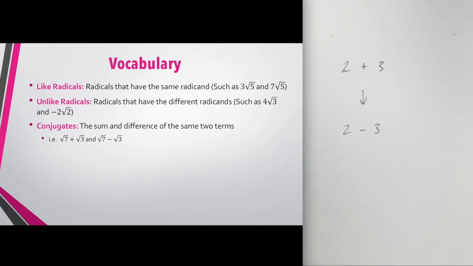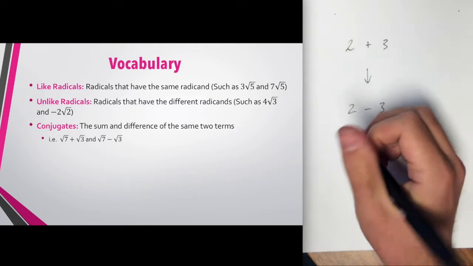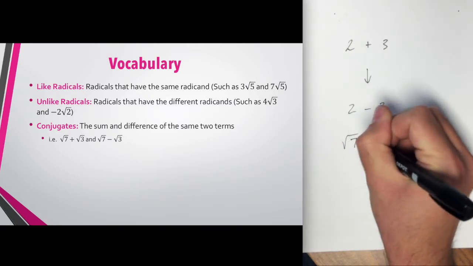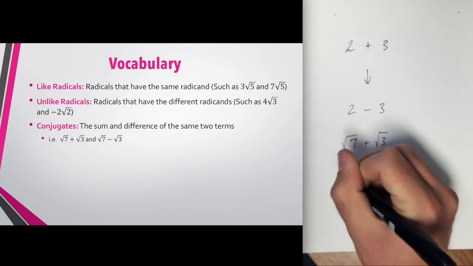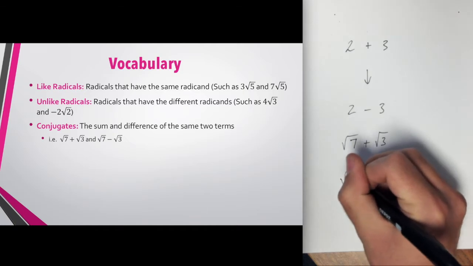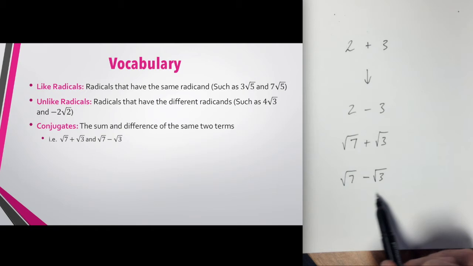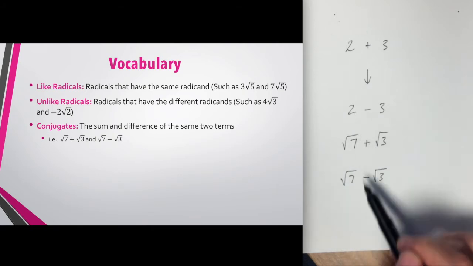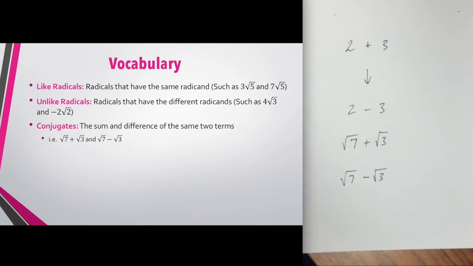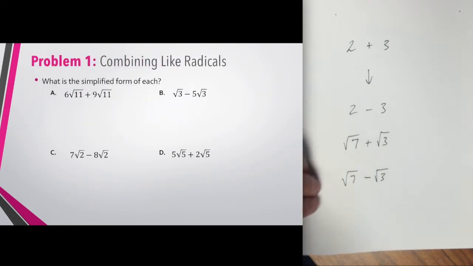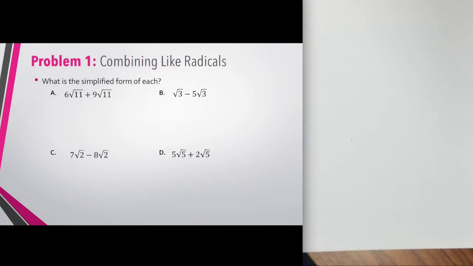There's an example of conjugates when it comes to square roots or radicals. The square root of 7 plus the square root of 3, and its conjugate would be the square root of 7 minus the square root of 3. Again, nothing changes in the order of the two radicals. The only thing that changes is the addition and subtraction. All right, let's try a problem and show you how this is pretty simple stuff.